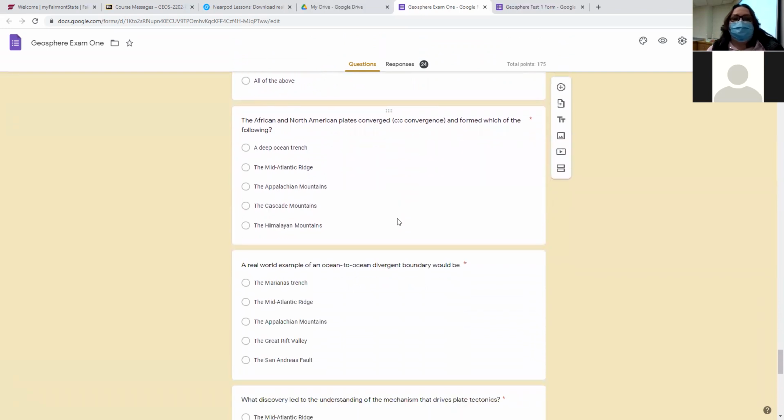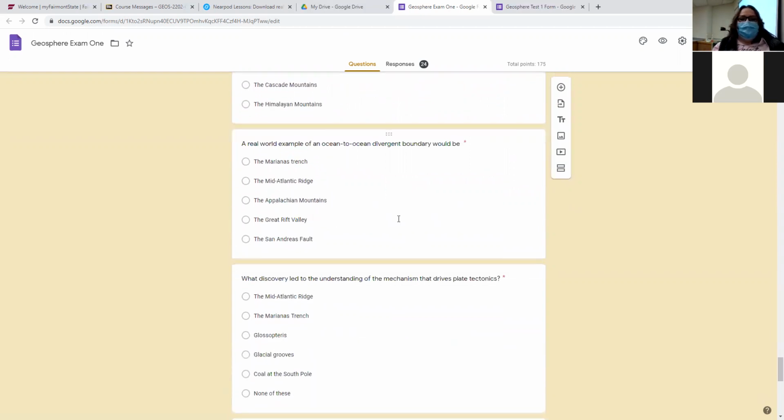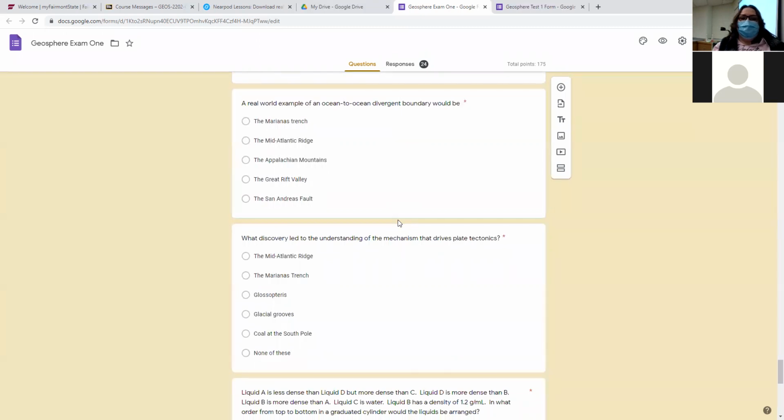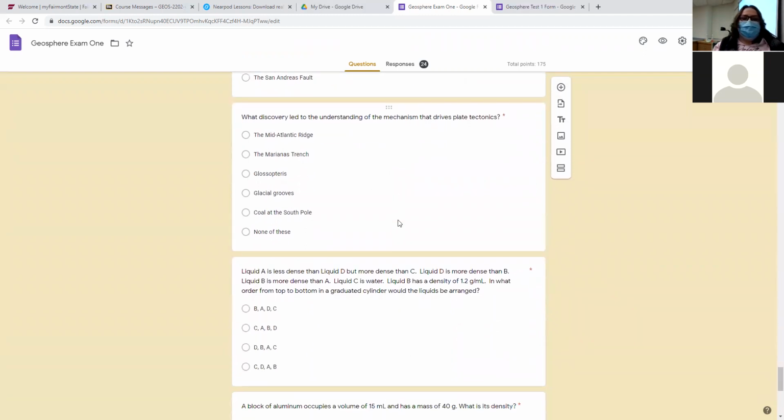African and North American plates converge, continent to continent convergence, and they formed our Appalachian Mountains. A real world example of an ocean to ocean divergent boundary is the Mid-Atlantic Ridge. What discovery led to the understanding of the mechanism that drives plate tectonics? Again, the Mid-Atlantic Ridge.